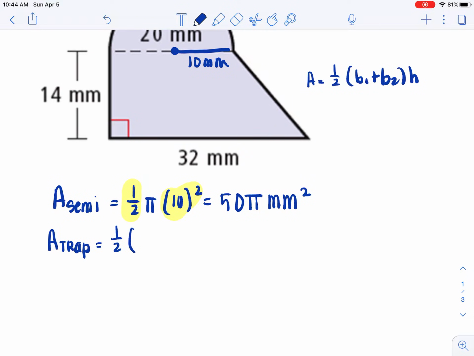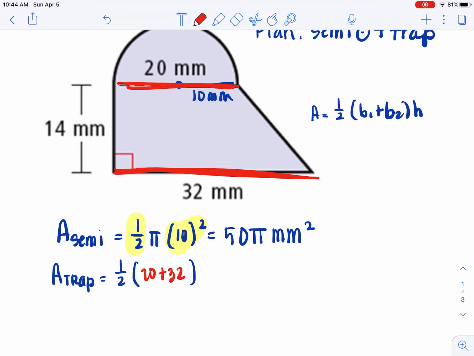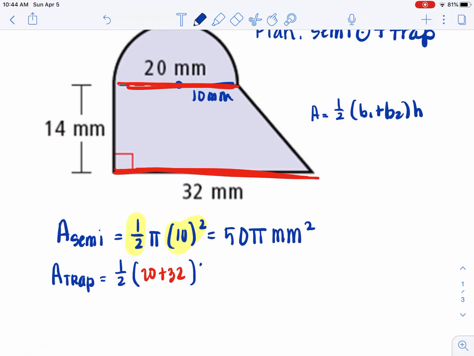Okay, so I'm going to do 1/2. I'm going to add the 2 parallel bases. So I'm going to look at my parallel bases. Here's one of my bases. Here's my other base. So 20 plus 32. And then times the height. The height you can see is 14.